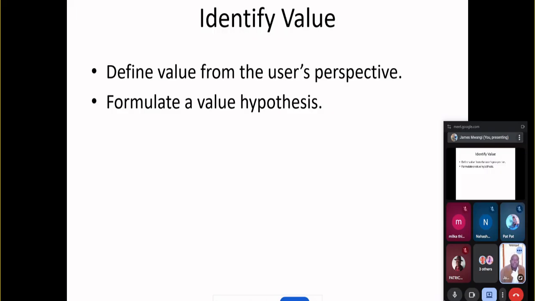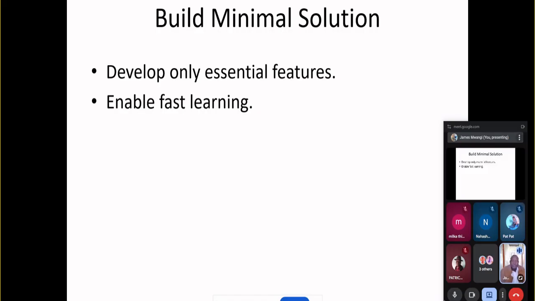Then you formulate a value hypothesis. Number two, build a minimal solution. Develop only essential features, those that are necessary. And then you enable faster learning.